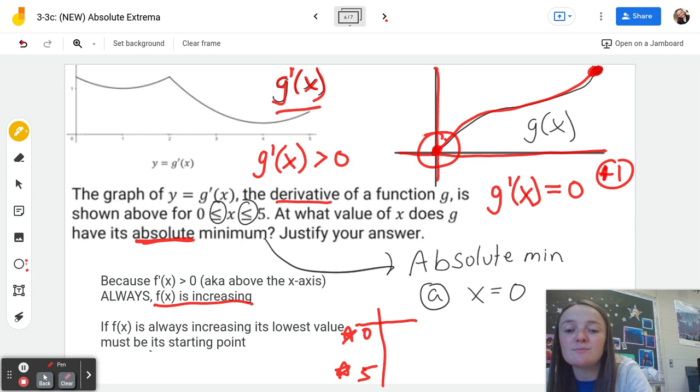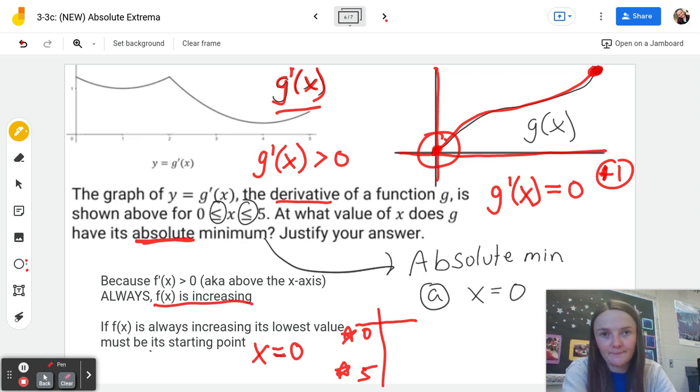And so the answer is going to be that g of x is going to have its lowest value at the starting point, which is x equals 0. And it's because the function is always increasing.